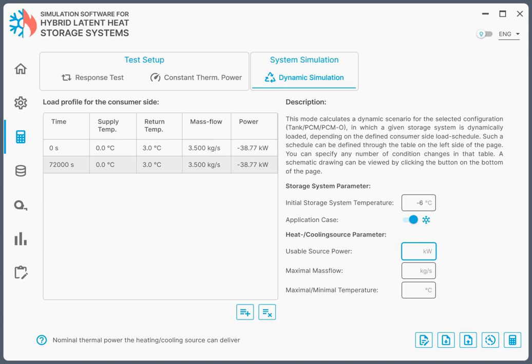I will define the usable source twice the time the normal energy need is, so in this case anywhere around 76 kilowatts. I will double the mass flow to 7 kilograms per second, and I will have a minimal temperature from minus 6 degrees Celsius.